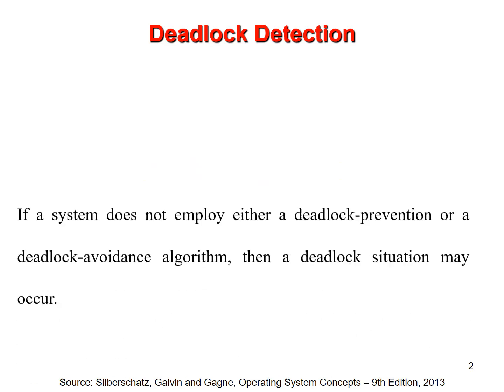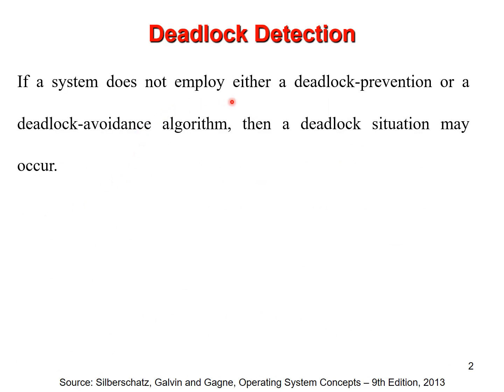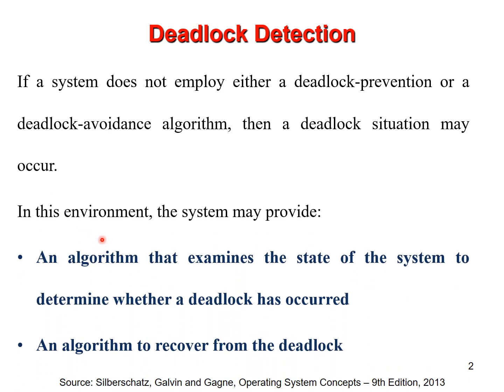Deadlock detection. If a system does not employ either a deadlock prevention or a deadlock avoidance scheme, then a deadlock situation will occur. In this environment, the system may provide some algorithm that examines the state of the system to determine whether a deadlock has occurred, and an algorithm to recover from the deadlock.